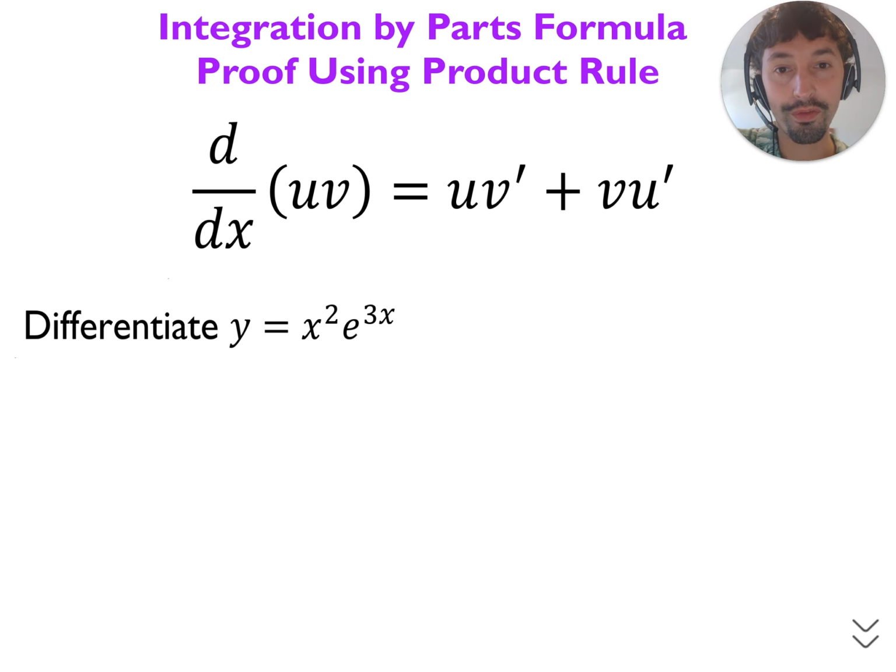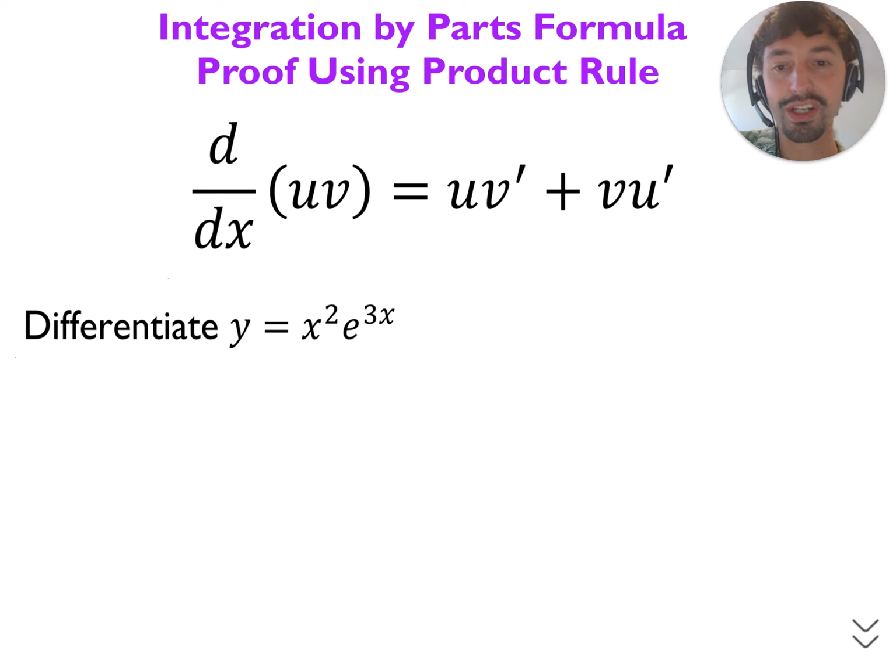So the proof of the integration by parts formula comes from the product rule. And so let's do a little reminder of that. So the product rule is a differentiation technique for when you've got two functions multiplied together. So here we've got the derivative of uv is equal to u multiplied by the derivative of v plus v multiplied by the derivative of u. It's a nice one to do. So let's do a little example.